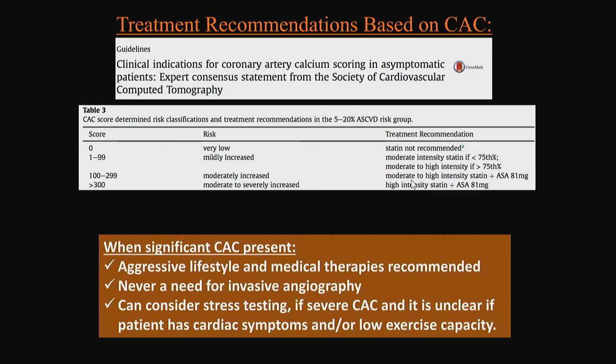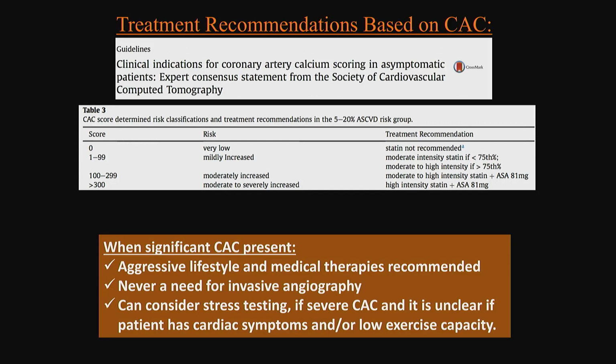In patients that have a calcium score over 100, I think aspirin should be considered. There is some data showing that the risk of these patients is high enough that there's more benefit from being on aspirin than the harm that is associated with potential bleeding. It is important to know that when patients have a severe amount of coronary artery calcifications, there is never a need for invasive angiography.